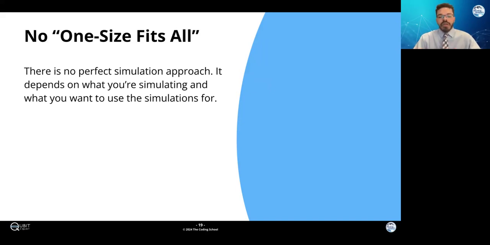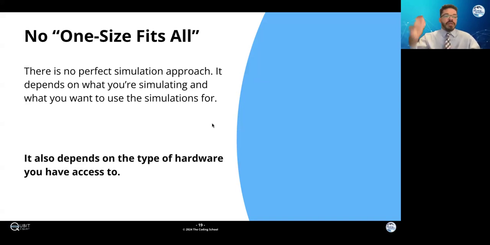Maybe on the other hand, you're a quantum engineer working for IBM and you really care about jacking your number of qubits up. And so maybe you want a Monte Carlo simulation, because there's no way you're ever going to have enough computing power to really efficiently tackle a large number of qubits. Okay, it also depends on the type of hardware you have access to, right?